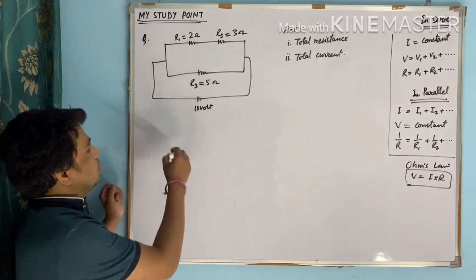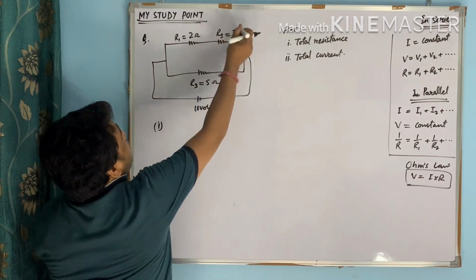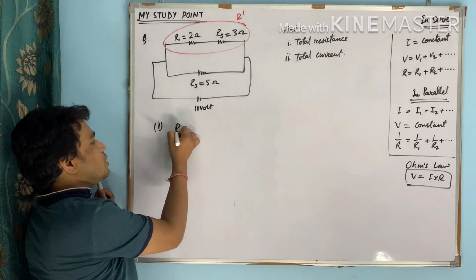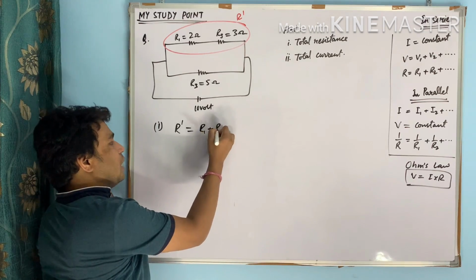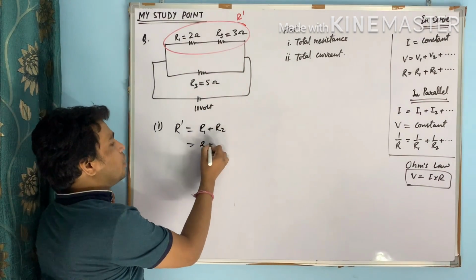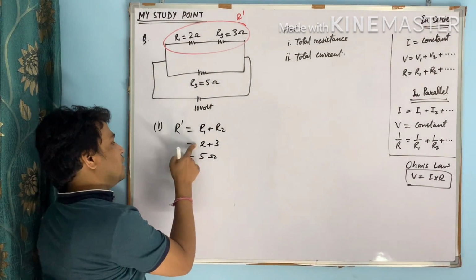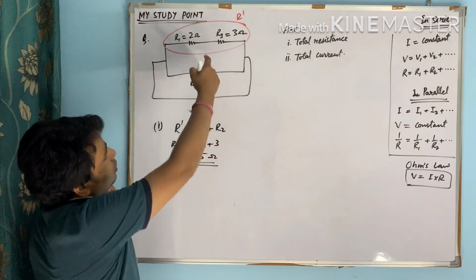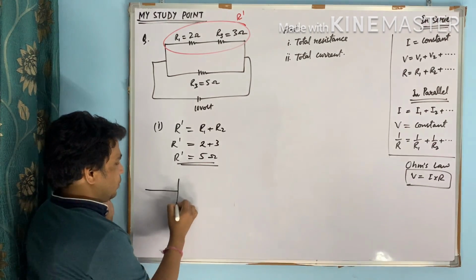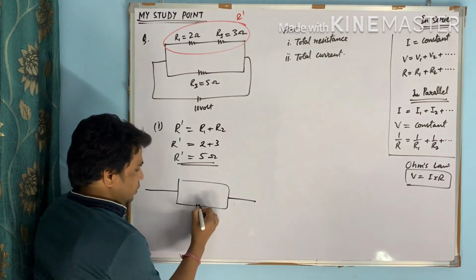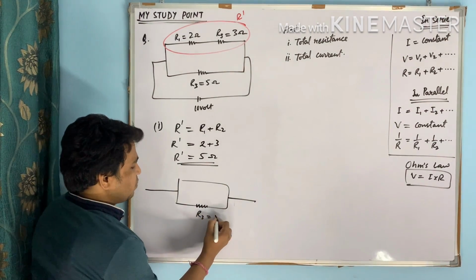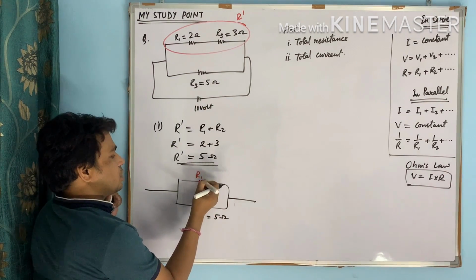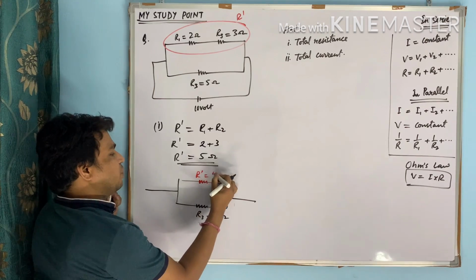Okay, for the first part, now take these two as R dash. Since R1 and R2 are in series, R dash will be R1 plus R2, that is 2 plus 3, 5 ohm is R dash. Now we can redraw this diagram in this pattern also. This is R3, which is 5 ohm, and these two are R dash, also 5 ohm.